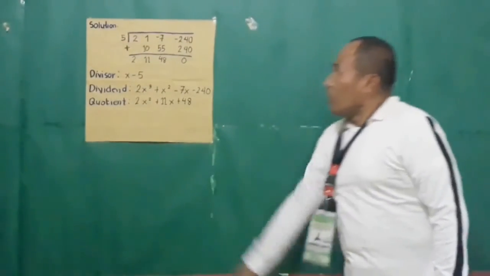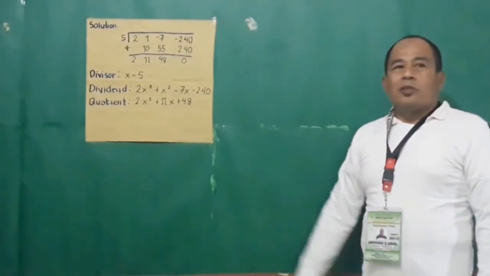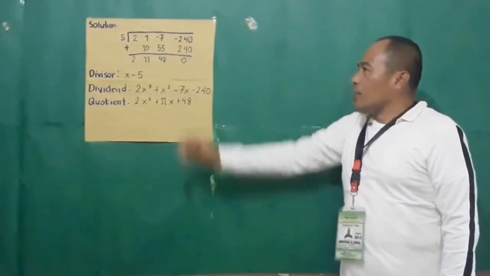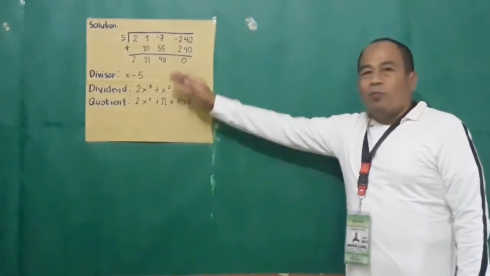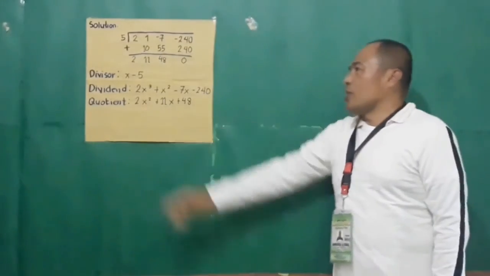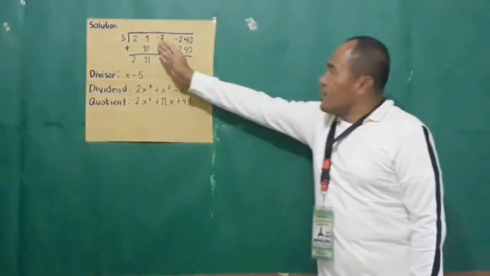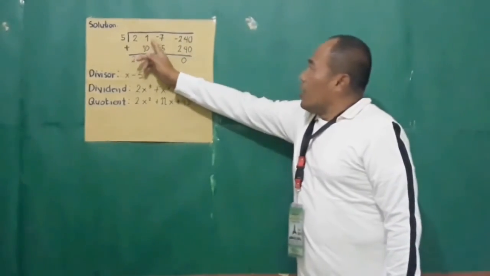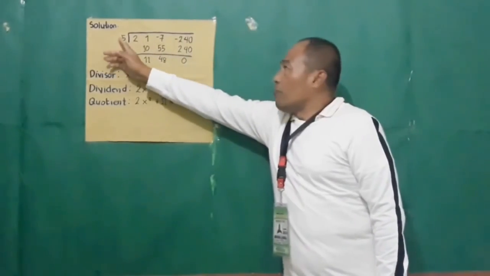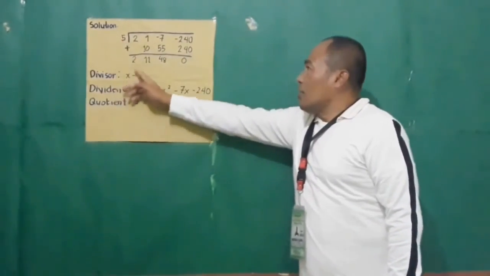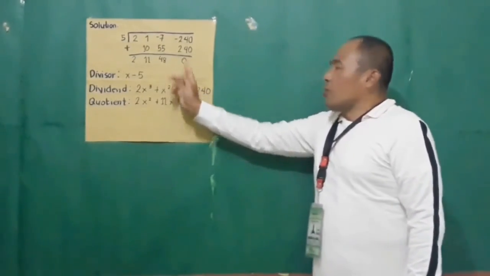Okay. This is the synthetic form. The problem is, how can you write the divisor in polynomial form, the dividend in polynomial form also, and the quotient in polynomial form. Let us analyze: 2, 1, negative 7, negative 24 is the dividend of the synthetic. The 5 is the divisor. 2, 11, 48 is the quotient, while the 0 is the remainder.